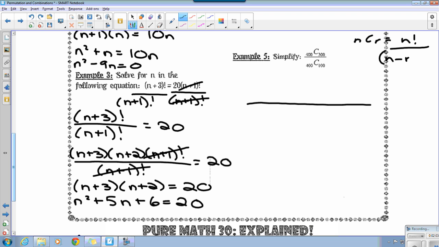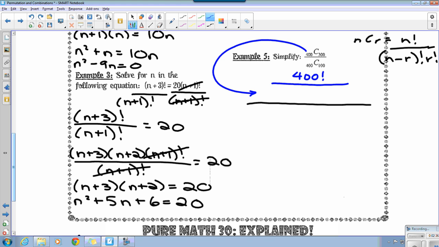So that's it. Okay. The first number is the n, the second number is the r, and we just put it in. So we're going to look at 400 choose 300 over 400 choose 100, and we're going to simplify it. I'm going to deal with the top part first, maybe just for some visual. The n is 400, so we're going to have 400 factorial over n minus r factorial.